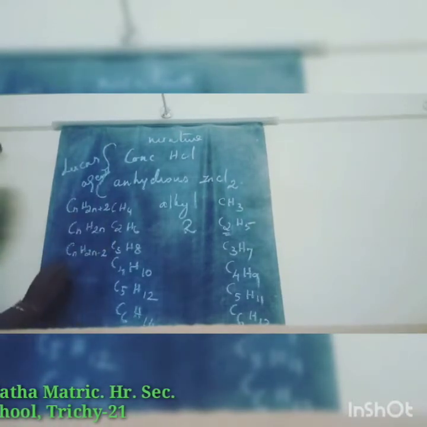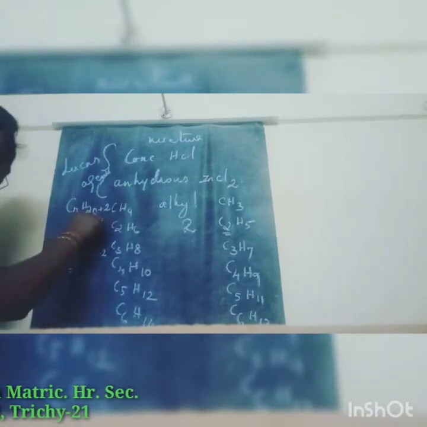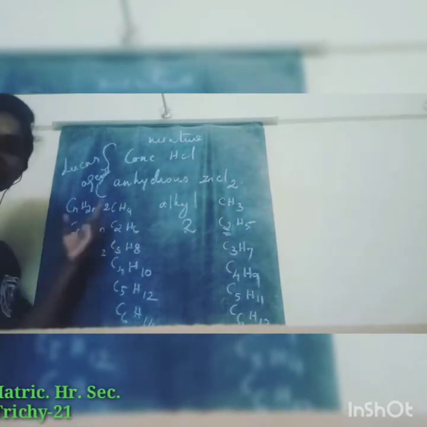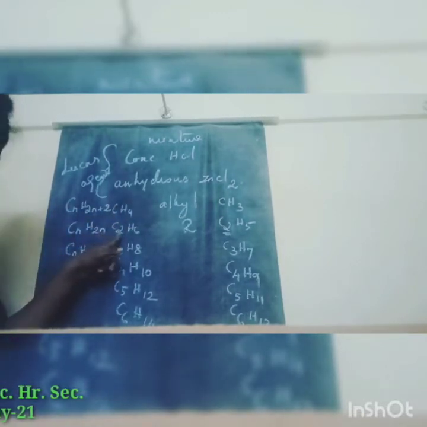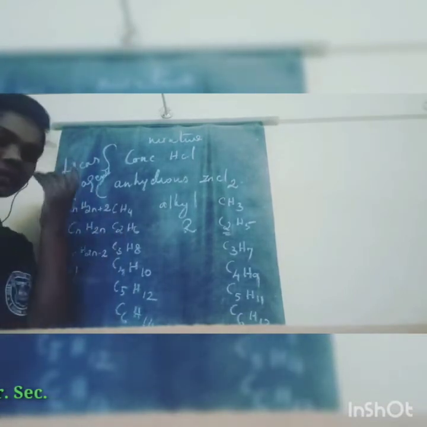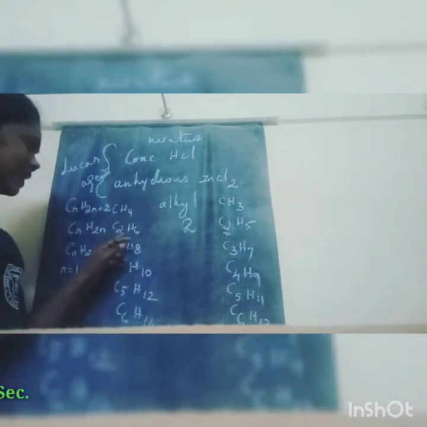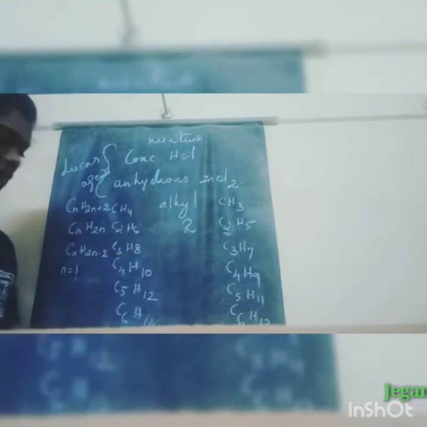Here n represents the number of carbons. If n is 1, C1H(2×1+2) gives CH4, that is methane. If n is 2, that is C2H6. If n is 3, that is C3H8.